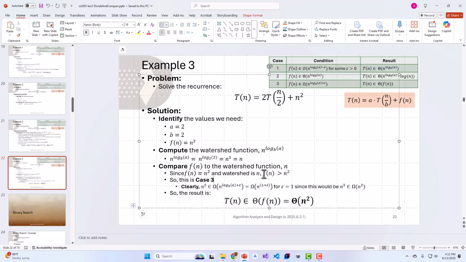Okay, so clearly our f of n is going to be this third case. So that means we say t of n is big theta of f of n. And since our f of n is n squared, we use that.